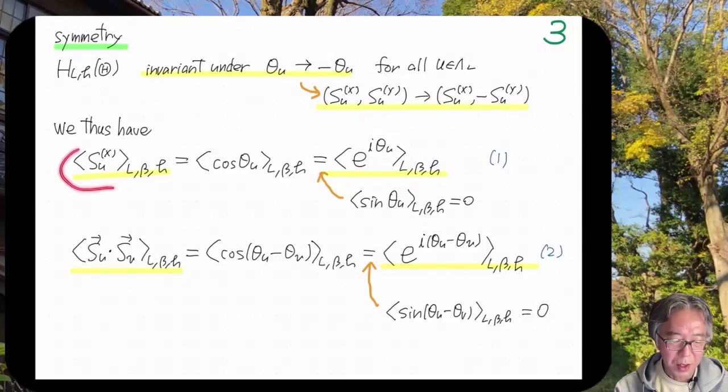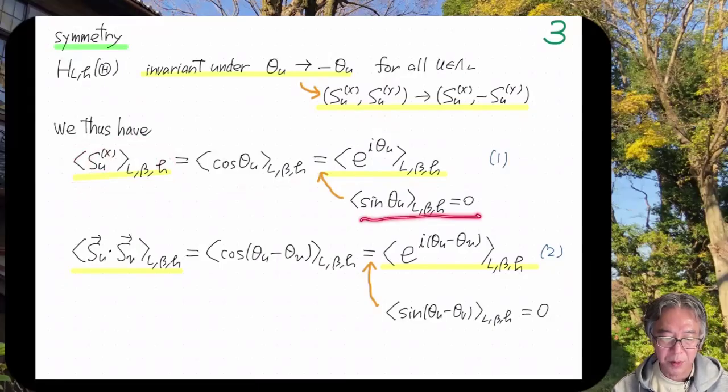Then we are interested in this kind of expectation value. This is the expectation value of spin, the x component of a spin. And then this is of course this. Now, since we know from this symmetry that the expectation value of sine is 0, you can just add to this plus i of this, and then this becomes the expectation value of e to the i theta.